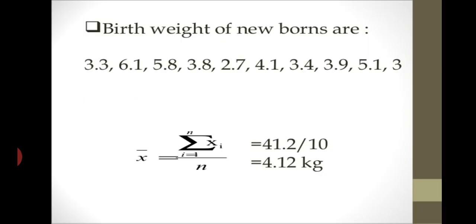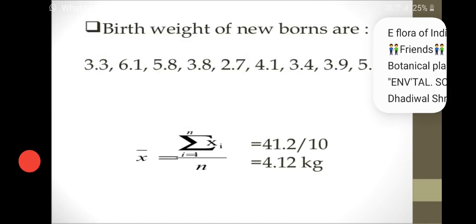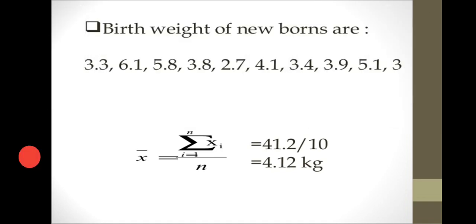In this way it is simple. There is also one type of fractional example: 3.3, 6.1, 5.8, 6.1, 3.8, 2.7. For that fraction data we do not need separate fraction calculation, but we have to calculate with those values, such as 3.3, 6.1, 5.8. We have to do the summation and divide by the number of observations.